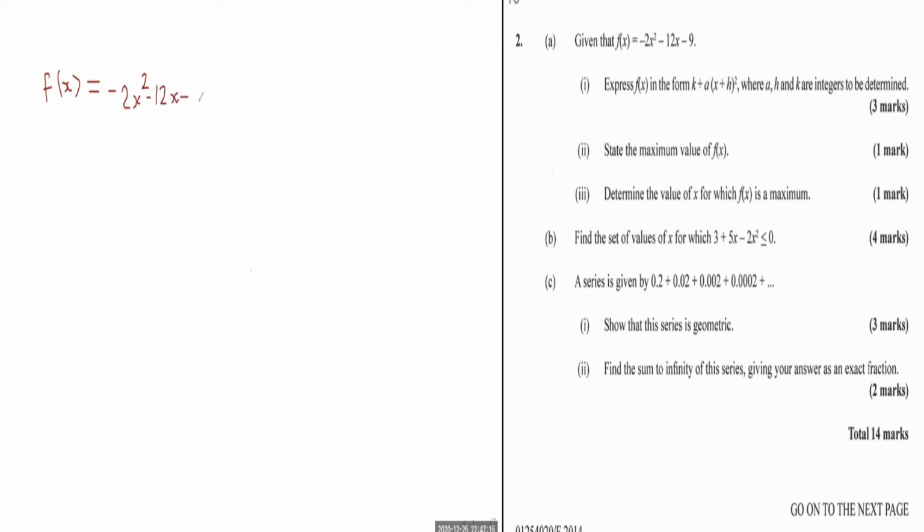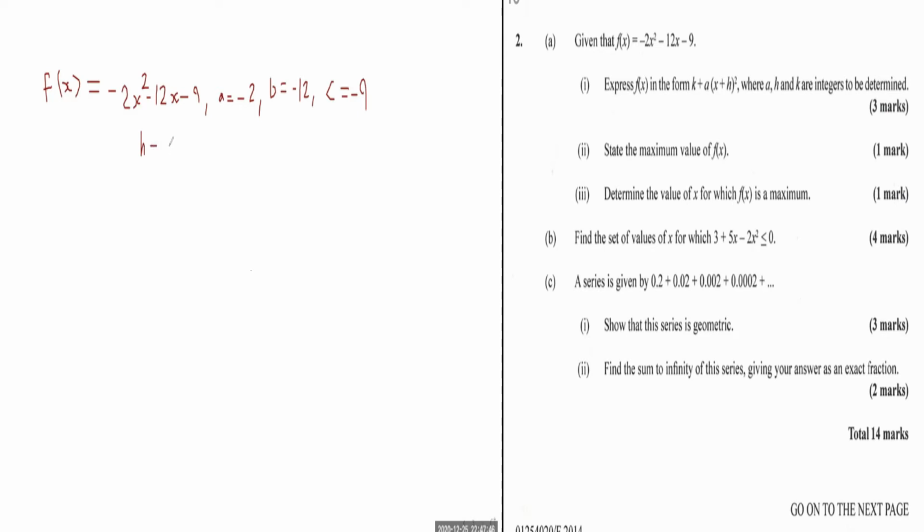Now clearly from this, we can already see that our a is negative 2. We can see that our b is negative 12. And we can see that our c is minus 9. Clearly, c is negative 9. Nice and easy. Now that we know our a, our b, and our c, we can actually determine h.